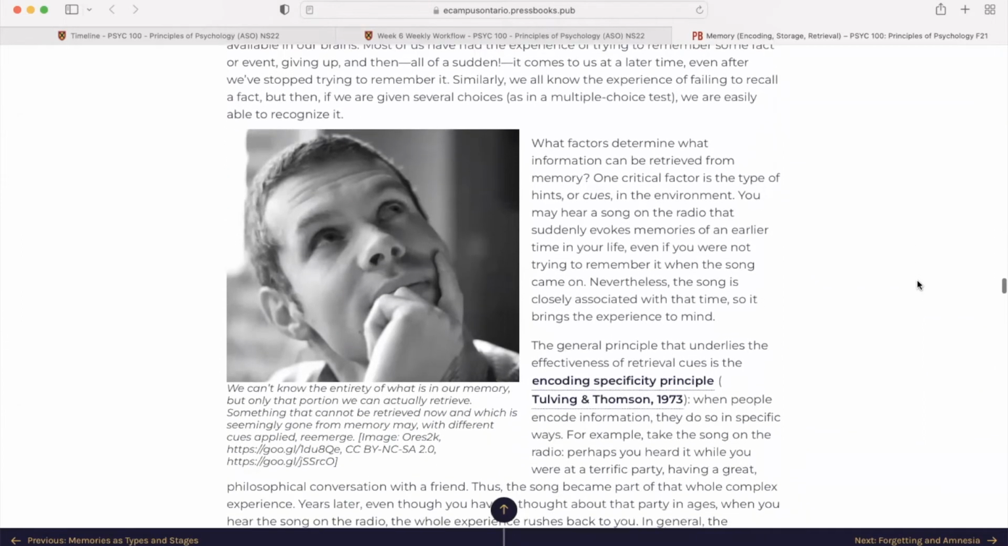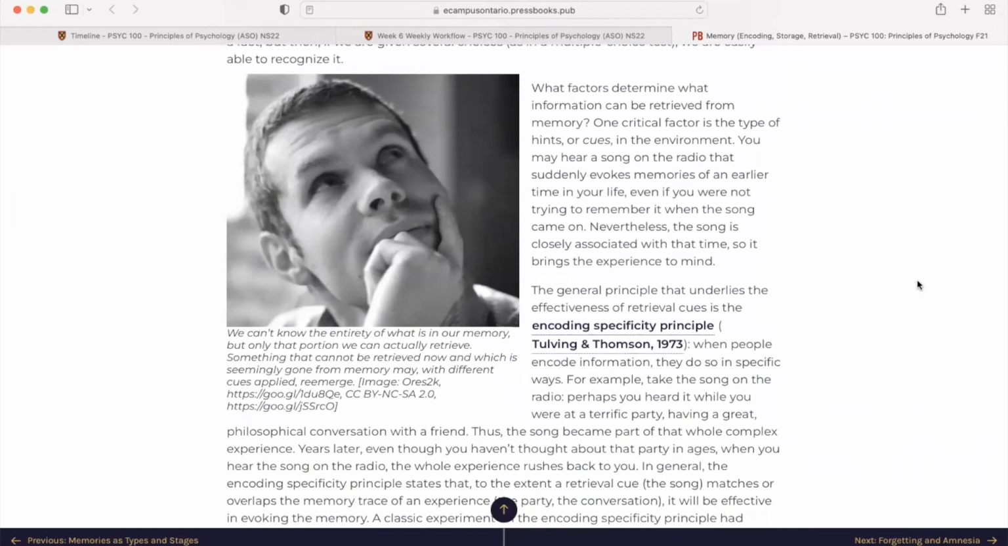What factors determine what information can be retrieved from memory? One critical factor is the type of hints or cues in the environment. You may hear a song on the radio that suddenly evokes memories of an earlier time in your life, even if you were not trying to remember it when the song came on. Nevertheless, the song is closely associated with that time, so it brings the experience to mind.